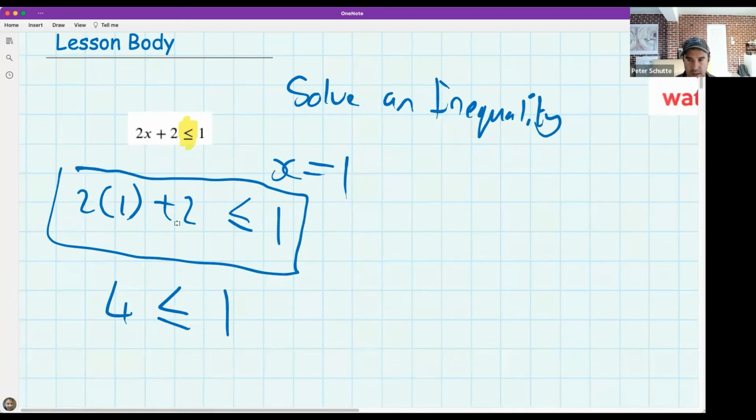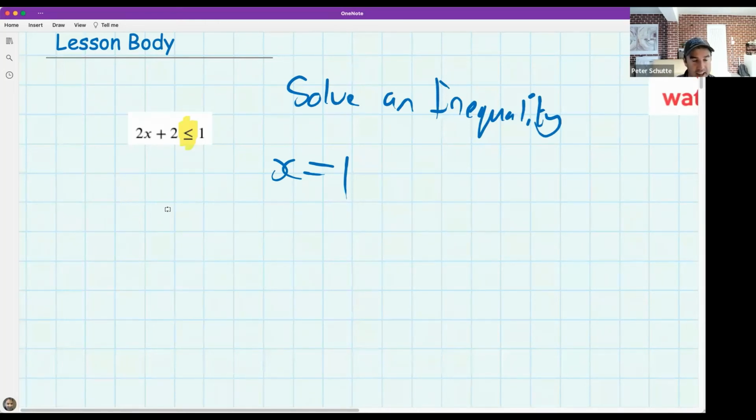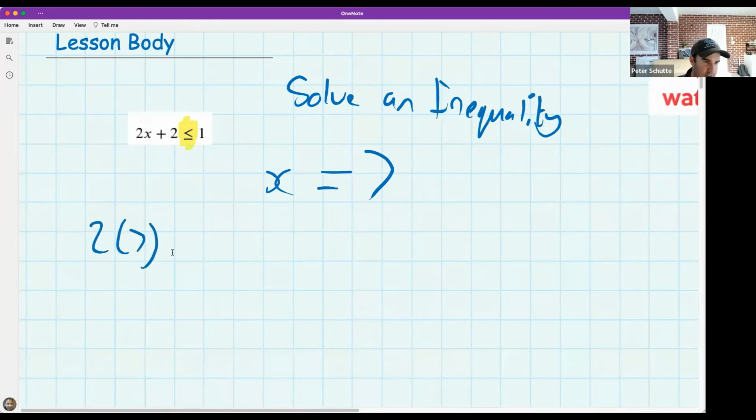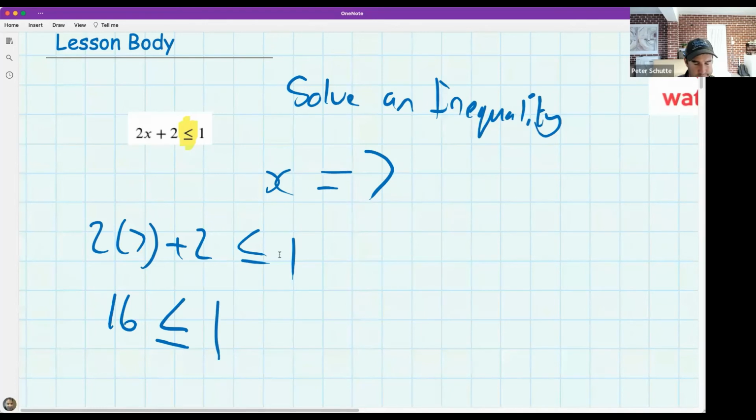Okay, so clearly 4 is not less than or equal to 1. So it turns out I was fibbing and x is 1 is not an answer. What if I said x is 7? If I say that's a solution to this inequality, I'm going to put a 7 in here. 2 times 7 is 14 plus 2 is 16, less than or equal to 1?